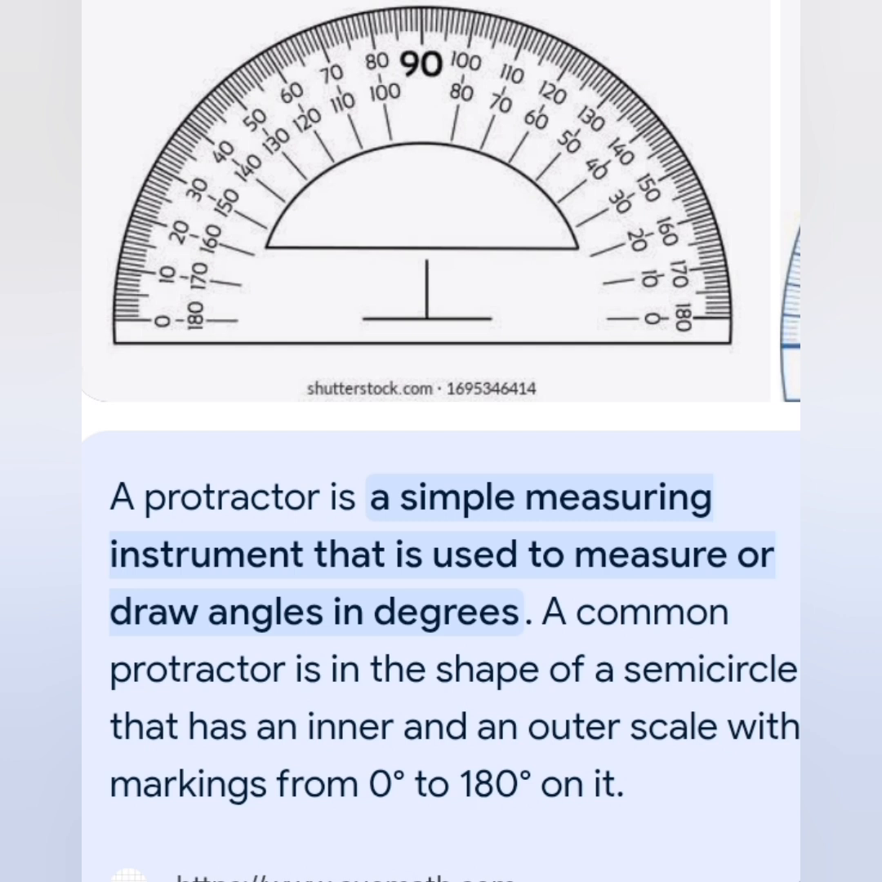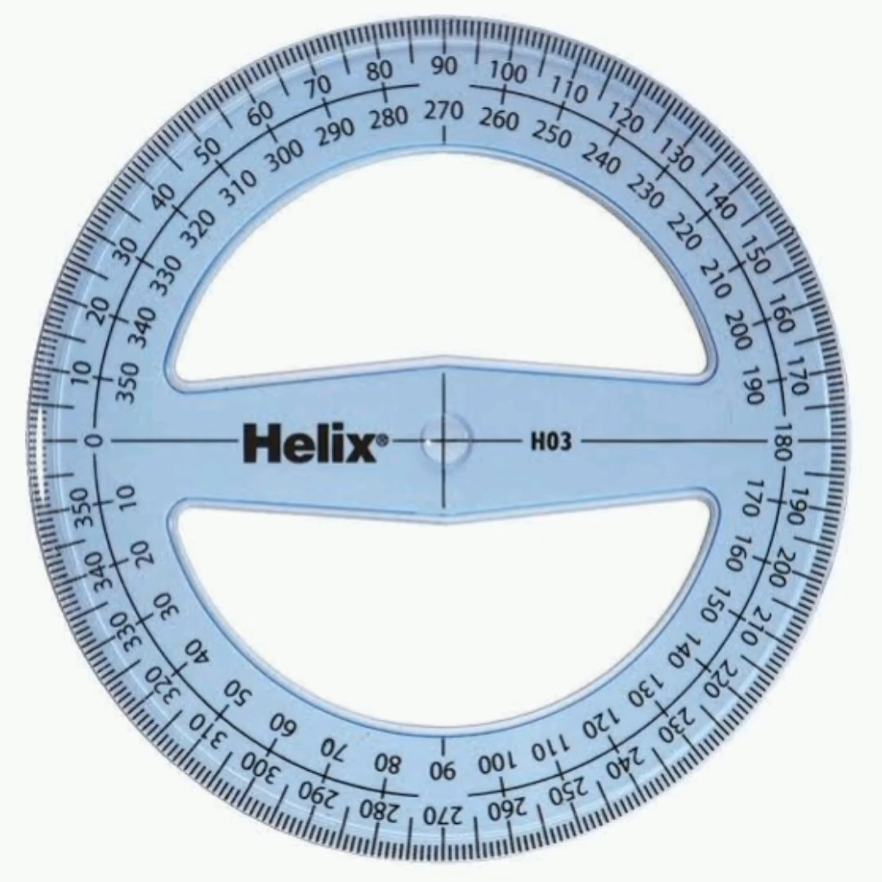A protractor is a simple measuring instrument used to measure or draw angles in degrees. It's important to note that some protractors come as semicircles and some come as a full angle, which is 360 degrees.